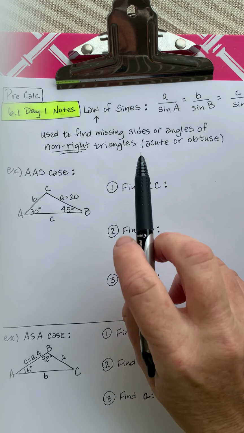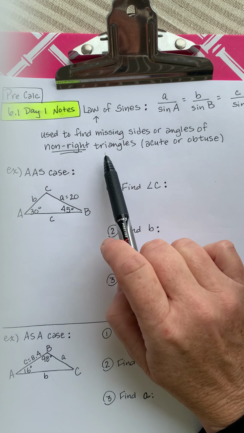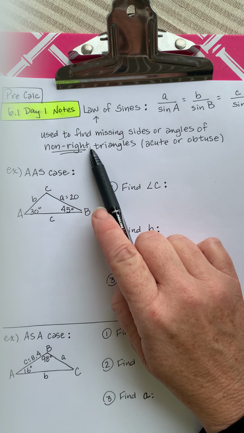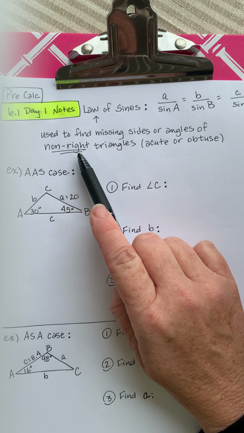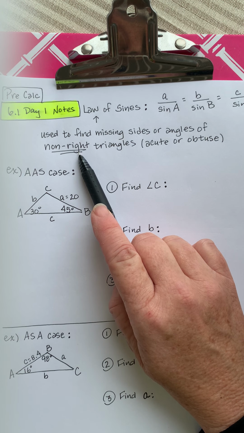The law of sines and the law of cosines are going to be used to find missing sides or angles of non-right triangles. Heron's area formula is going to be used to find the area of those triangles. But they all have that in common, that they can be used on non-right triangles.